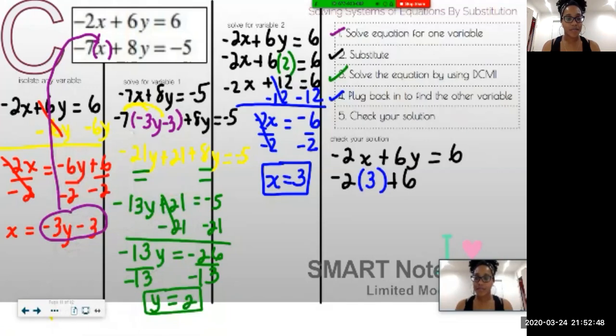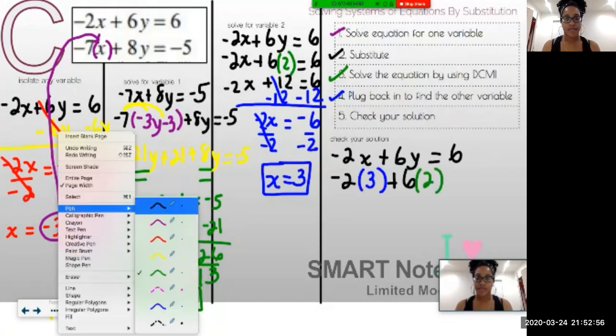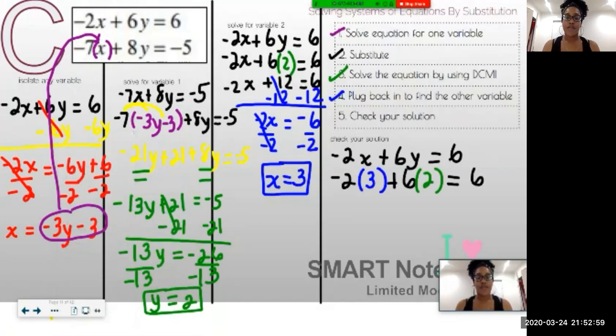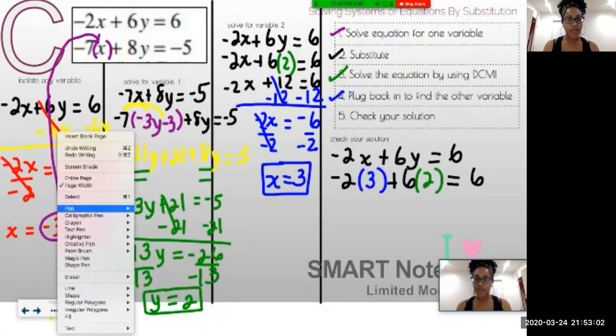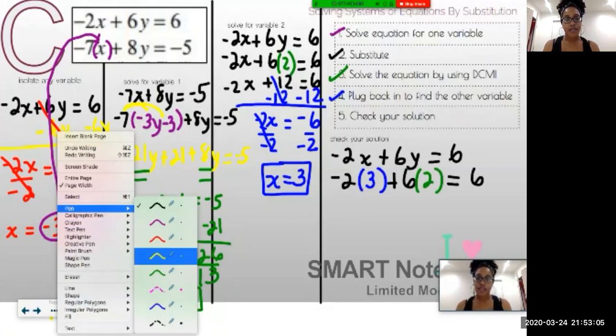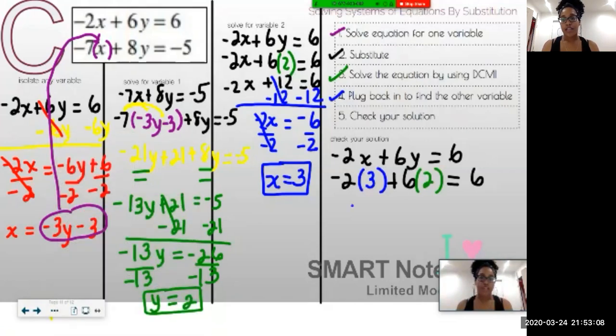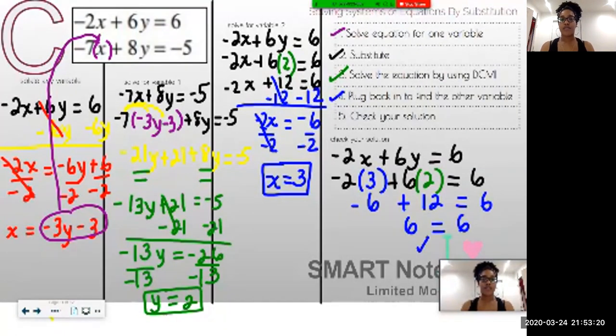Plus 6 times 2 equals 6. And we're hoping what we get on the left side matches what we have on the right side. So what's negative 2 times positive 3? That's negative 6 plus 12. This is 12 is equal to 6. That's 6 equals 6. That makes sense. So we are good. So our ordered pair is x comma y, so that's 3 comma 2.